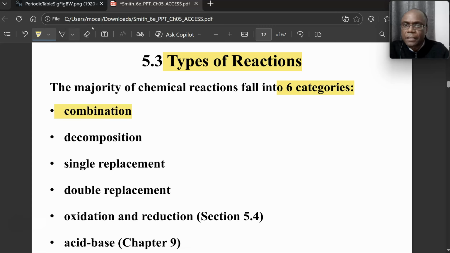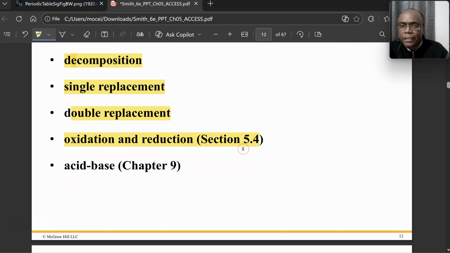There's combination, that is just what it says, putting together two things to get one new thing. Decomposition, which is breaking apart of one thing to get two new things or two new substances. Single replacement, one element displaces the other one in a relationship. Double replacement, swapping of partners, swapping of husband and wife. Two couples switch. So these are paired, they switch. Oxidation and reductions, we'll talk about that, also discussed in section 5.4. Acid-base reaction is discussed in chapter 9.